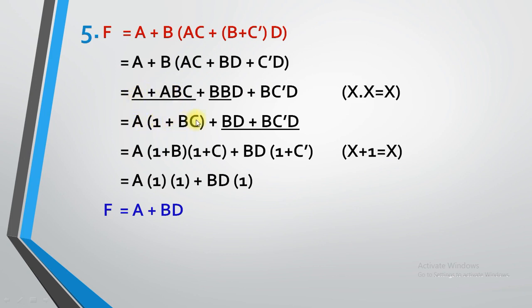1 plus BC is the same as the X plus YZ postulate. X plus YZ can be written as X plus Y and X plus Z. So both terms can be replaced by 1. BD, B into B can be written as B because based on the postulate X into X. Now BD is a common factor, 1 plus C dash can be replaced by 1, and the final answer is A plus BD.